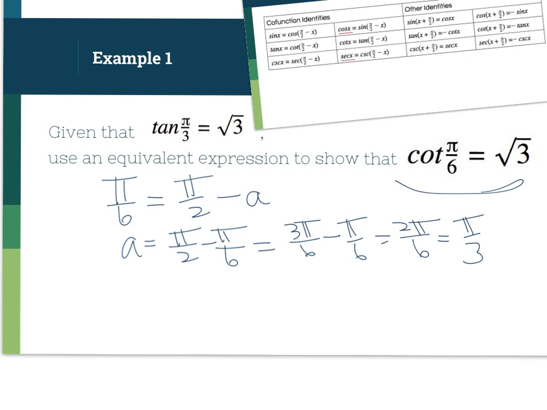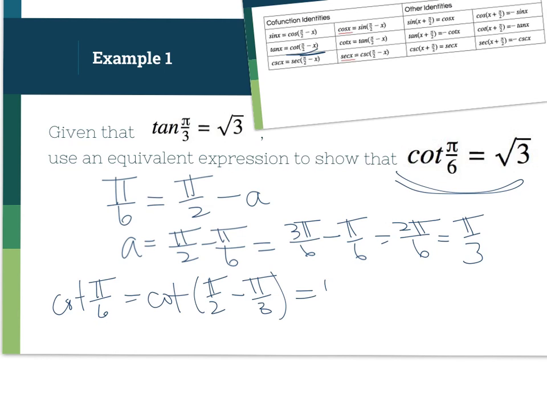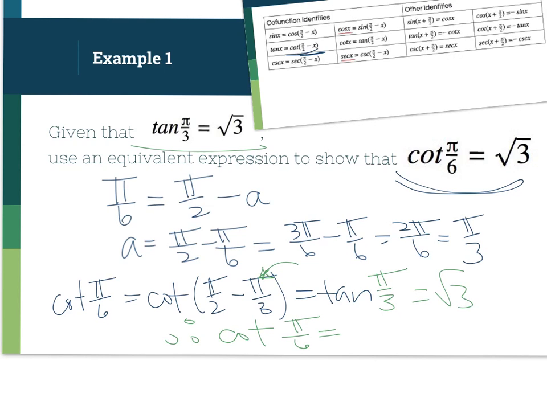I can rewrite this expression here, cotan of pi by 6, as the cotan of pi by 2 minus this pi by 3, because that's what a is. And from the expressions up here, I can see that the cotan of pi by 2 minus x is actually equal to the tan of x. So it is actually equal to the tan of whatever x is. And this here is my x, so pi by 3. And we know from up here that tan of pi by 3 is equal to root 3. Therefore, the cotan of pi by 6 equals root 3.